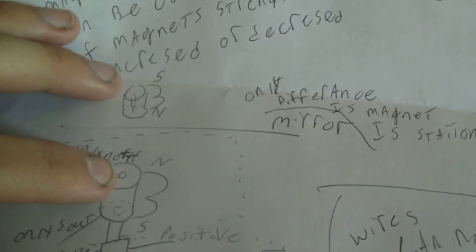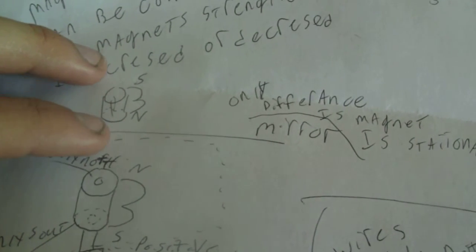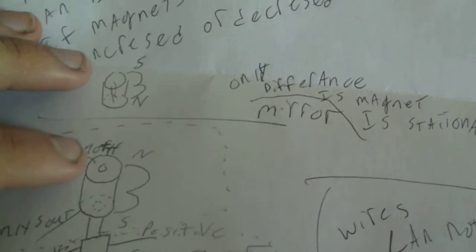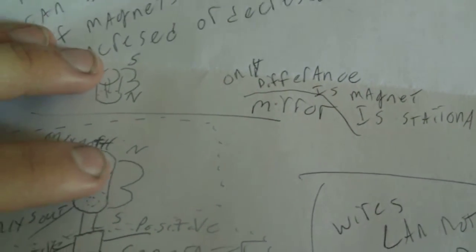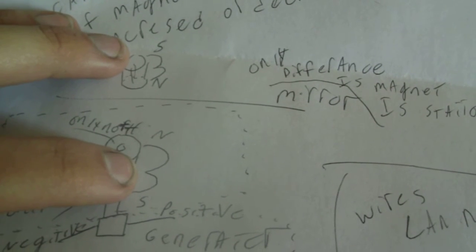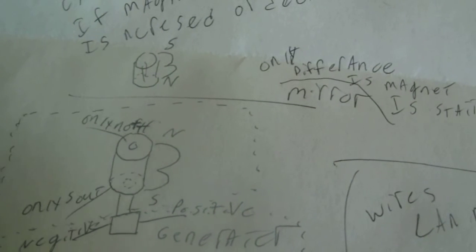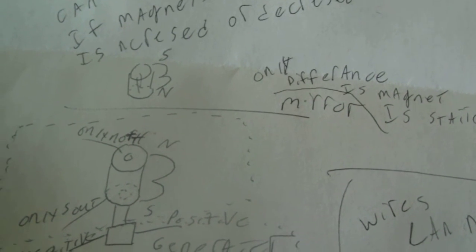Because then you have the north on this one would be attracted to the south on this one. Then you have the north on this one, which would be attracted to the south on this one. And also they would be attracting each other, which is going to be creating a field. The more they are attracted to each other, the more power you can produce.